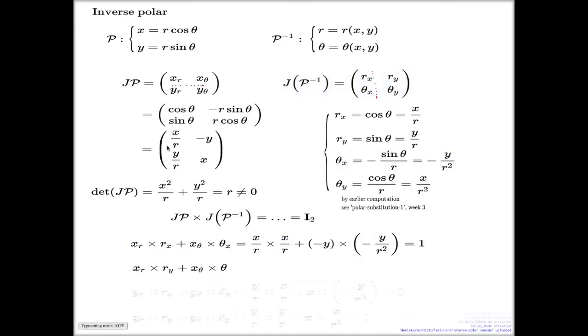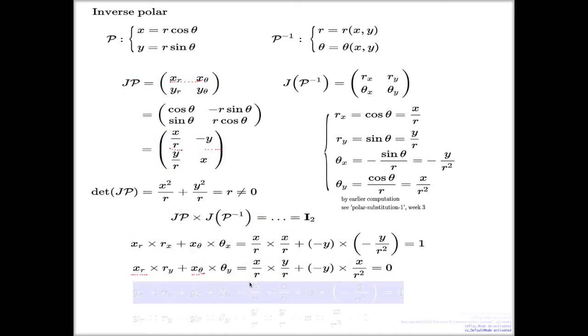This is a dot product of the first row and the second column. XR, X theta, it's the first row from here. It is X by R and negative Y here. X by R and negative Y. And RY and theta Y, it's from here. One value came from here and the other from here. It's 0.